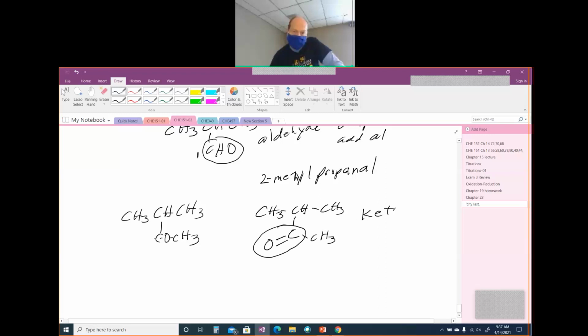This is a ketone. When we name it, we're going to drop the E and add ONE. Lowest number for that C double bond O, so we're going to number it closest to that end. 1, 2, 3, and 4. That would be a butane. We're going to drop the E and add ONE. We have butanone, the lowest number for the C double bond O. That is a 2-butanone. Off of carbon 3, you have a methyl. So you have 3-methyl-2-butanone.